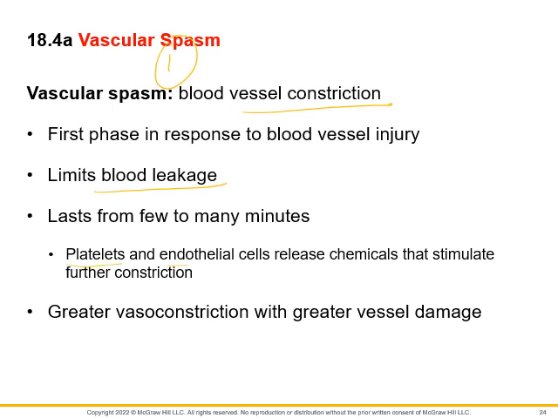The platelets and the endothelial cells, this is the internal lining of the blood vessel. Endothelial cells are the same thing as simple squamous epithelium, if you remember that. Remember how epithelium lines the inside of all hollow tubes? Well, they call the ones that line your blood vessels endothelial cells. So platelets and endothelial cells are going to release chemicals that stimulate this constriction. The greater damage you have to a blood vessel, the more constriction you're going to have. So greater vasoconstriction with greater vessel damage.